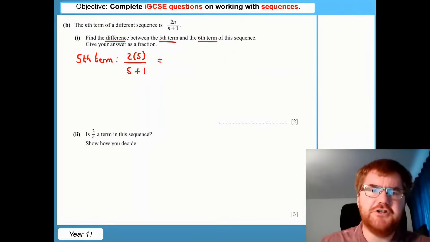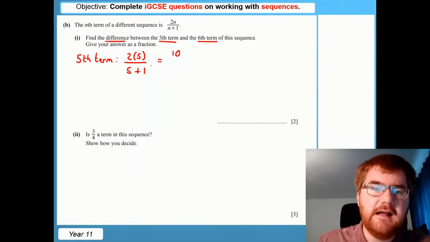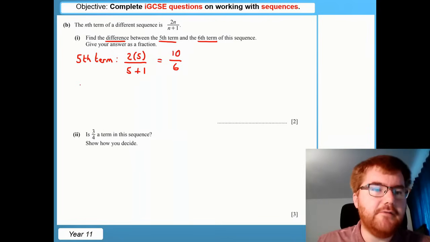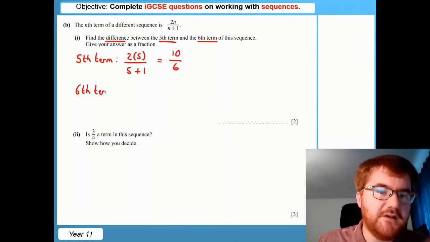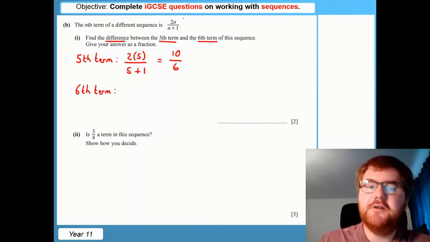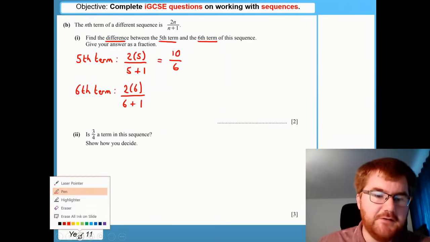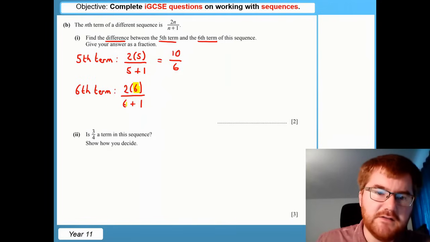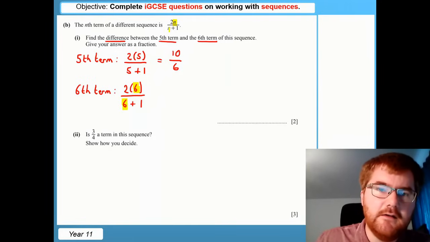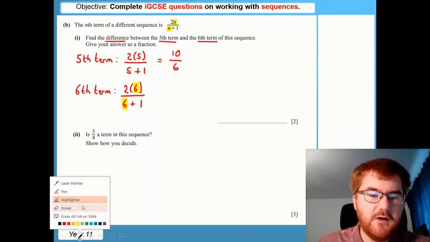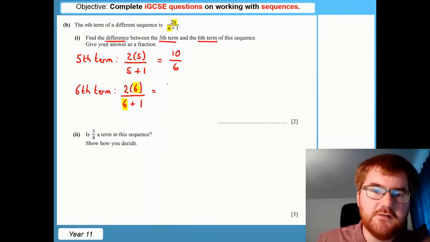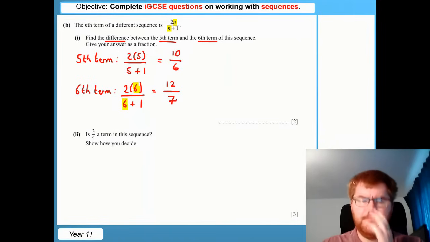And if we do that calculation, 2 times 5 is 10, and then we get 5 plus 1 is equal to 6. Now we do exactly the same process with the 6th term. So wherever I see an n, I'm going to put a 6. So we get 2 lots of 6 over 6 plus 1. If I use the highlighter here, so this is what I'm replacing here, the n with a 6. And if we work out that calculation, we get 12 over 7, like so.